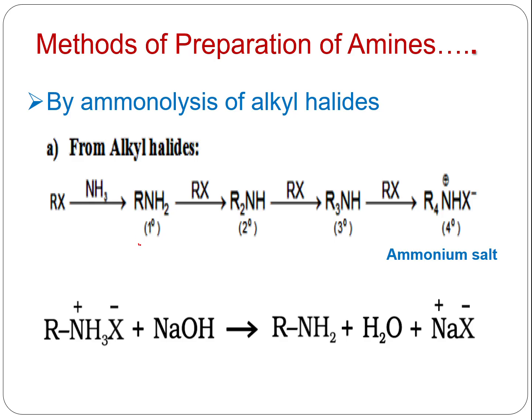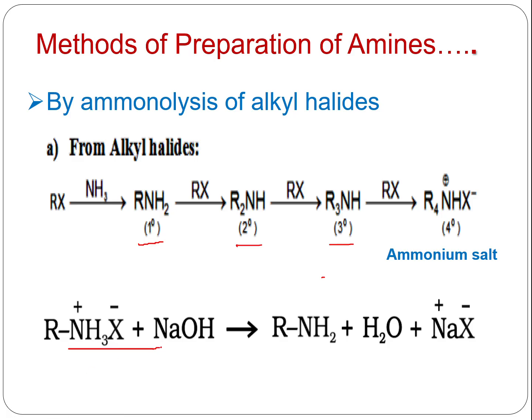So here in this process, when excess of ammonia is taken, then only primary amines we will get, but if equal amounts of ammonia and alkyl halide are taken, we get a mixture of primary, secondary, tertiary, and also we get a quaternary ammonium salt. Quaternary ammonium salt means 4 alkyl groups are there, and it is a salt because of the presence of positive and negative charges.